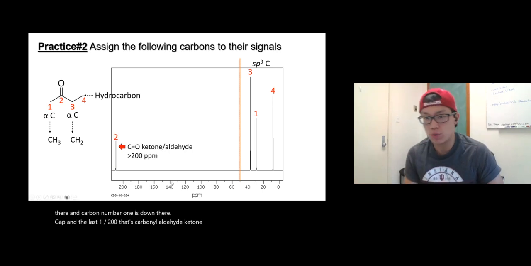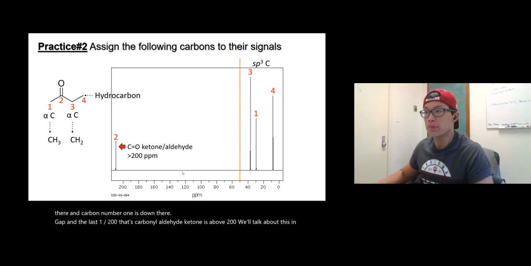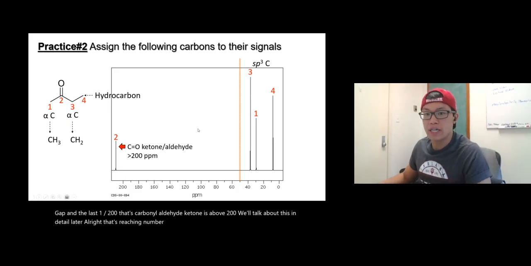Okay, and the last one, over 200, is the carbonyl. Aldehyde and ketone are above 200. We'll talk about this in detail later. All right, that's region number 1. Now let's move on to region number 2.